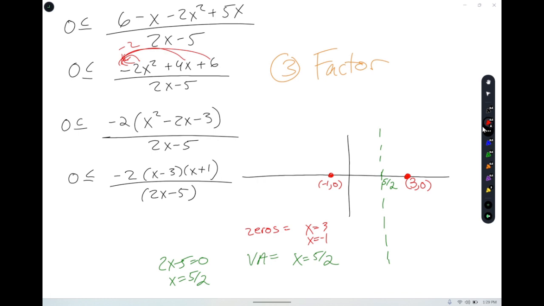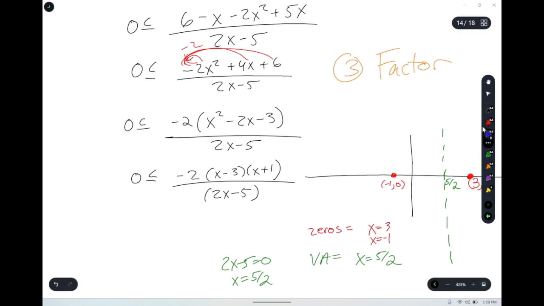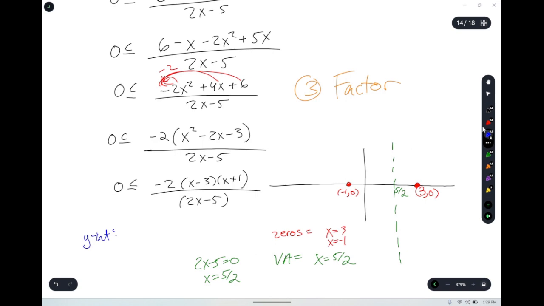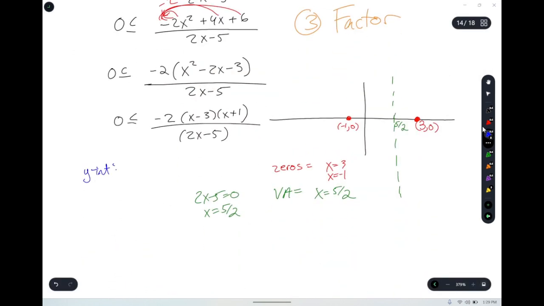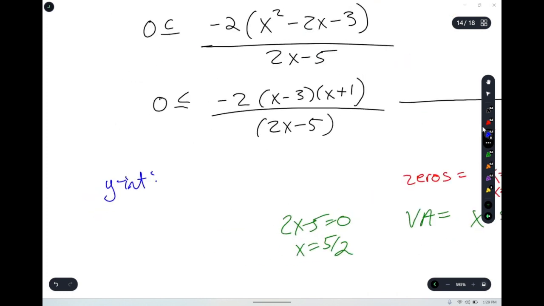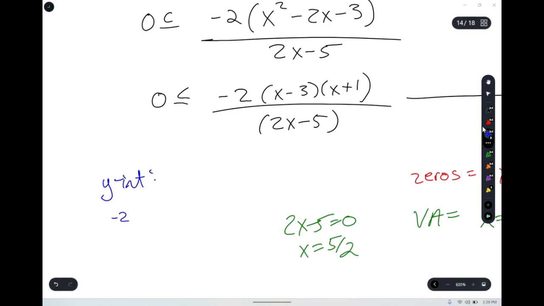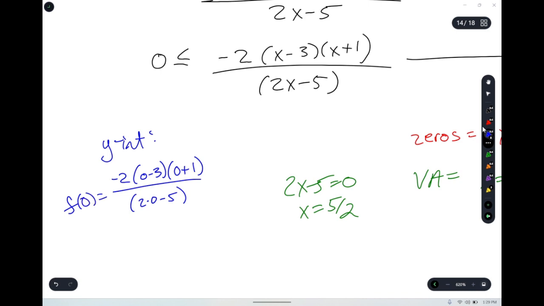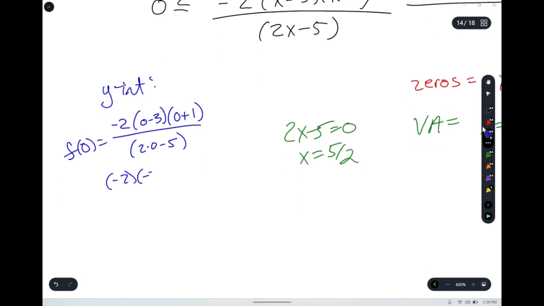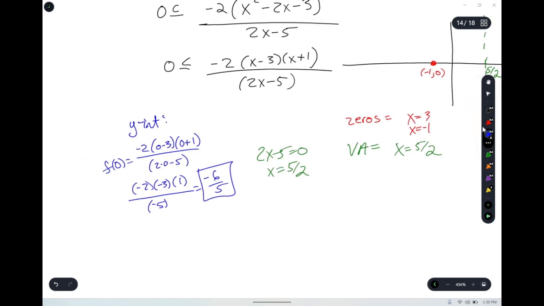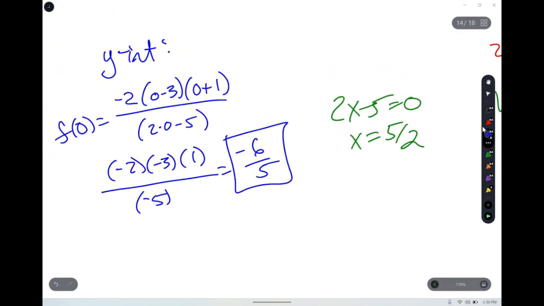All right. What else? What were the other things we found? The y-intercept, maybe? Plug it in and see. I don't want to plug this in, but I'm going to because it's important. Plug in 0 and you get negative 2 times 0 minus 3 times 0 plus 1 over 2 times 0 minus 5. And you get negative 2 times negative 3 times 1 over negative 5. So negative 6 over 5. There's 3 negative signs.